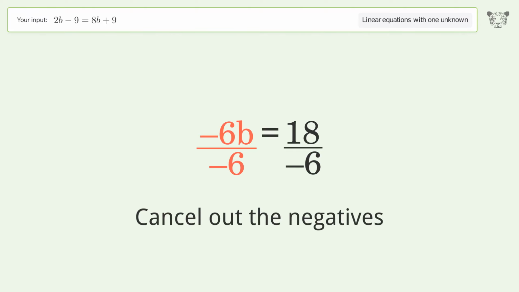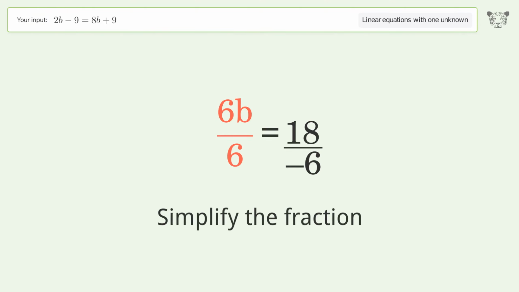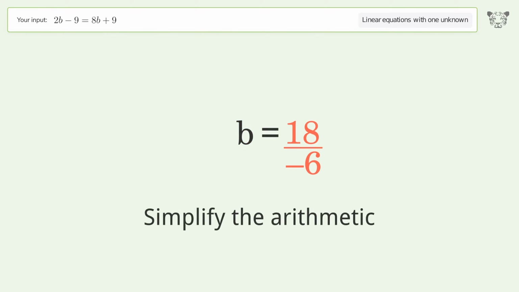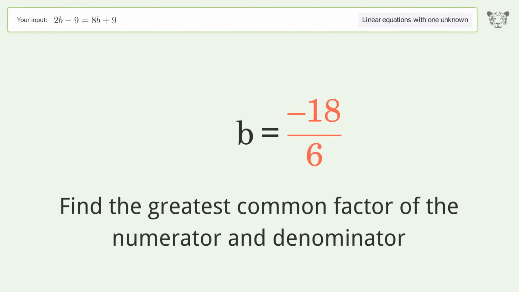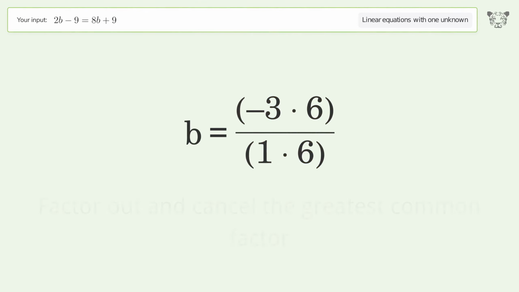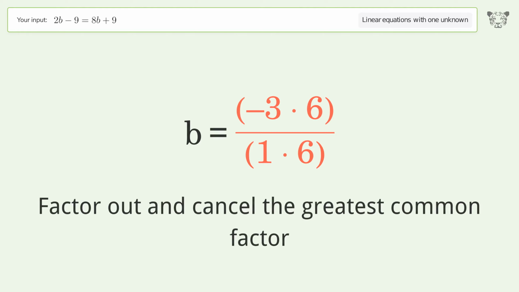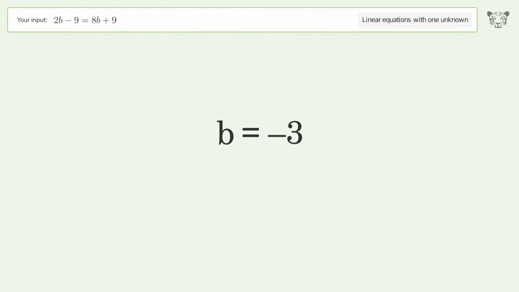Cancel out the negatives. Simplify the fraction. Simplify the arithmetic. Find the greatest common factor of the numerator and denominator. Factor out and cancel the greatest common factor. And so the final result is b equals -3.